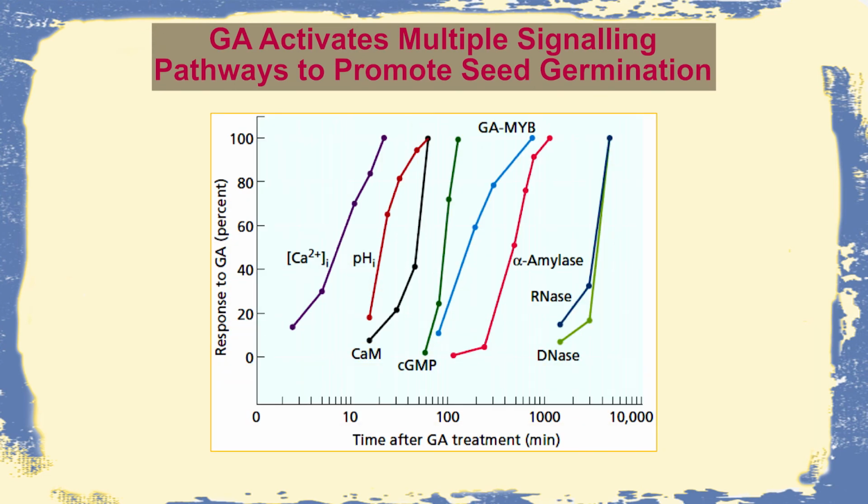Gibberellin can activate multiple signal transduction pathways in the aleurone cells. Some of them are calcium independent, some of them are calcium dependent. The calcium independent pathway, for example, involves cyclic GMP, GAMYB, and the result is overexpression of the hydrolyzing enzymes. The calcium dependent pathway involves calmodulin and other members. These are involved in secretion of the enzymes.